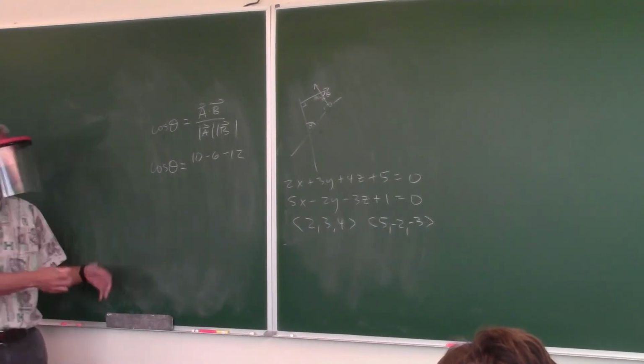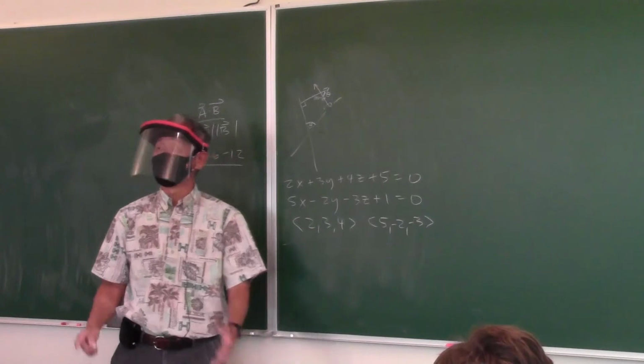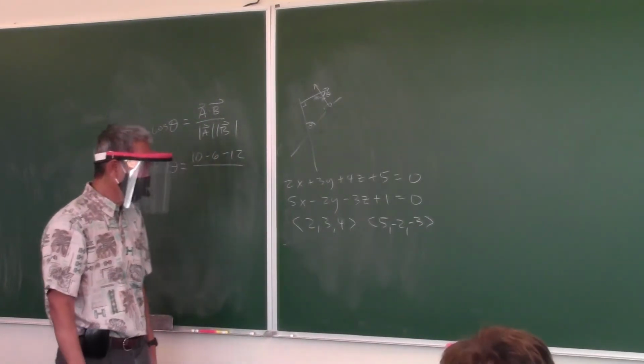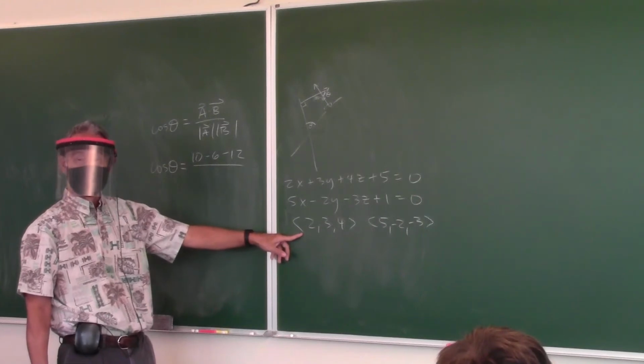It's that simple. Then you got to divide it by the length of this one and the length of this one. Okay, you guys better be good. I'm going to call on people here. What is the length of this vector? Wang, Kai.